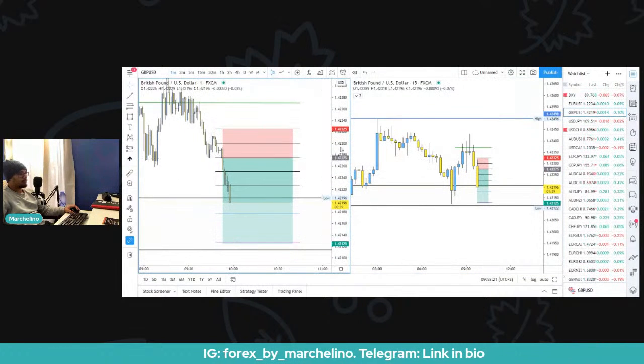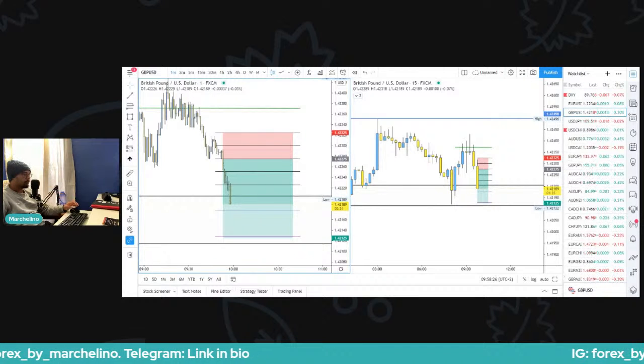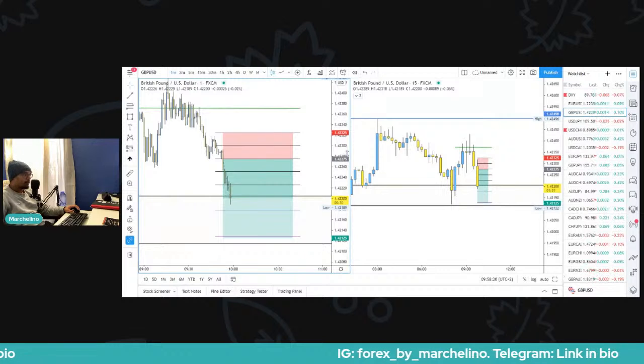GBP USD is moving. GBP USD is really, really moving. It's moving, bruh.